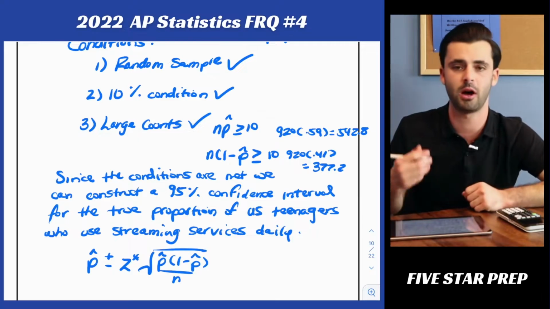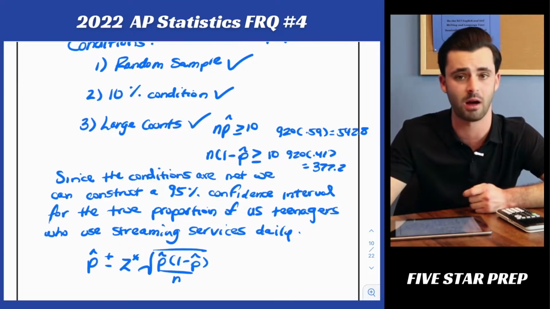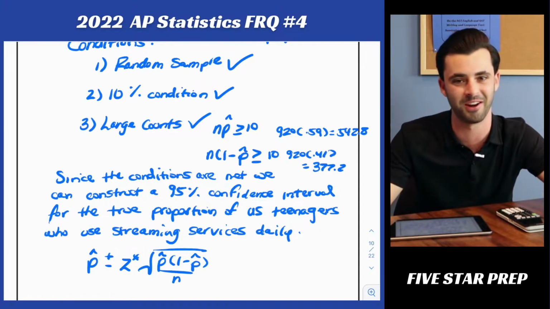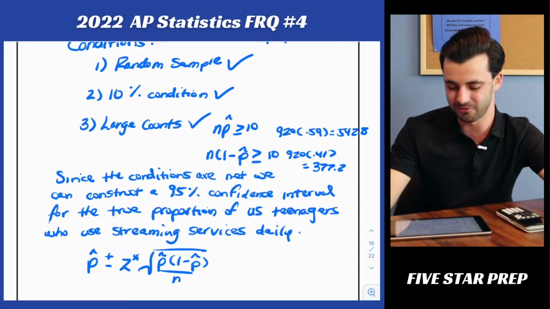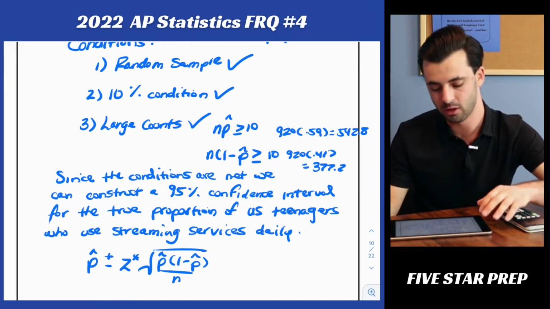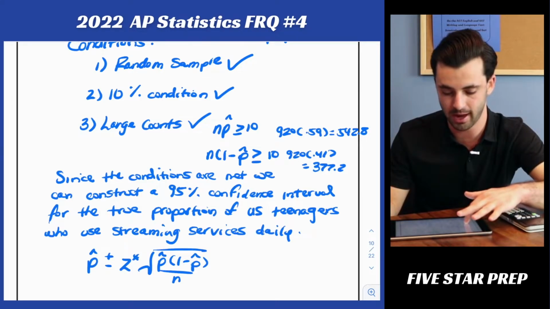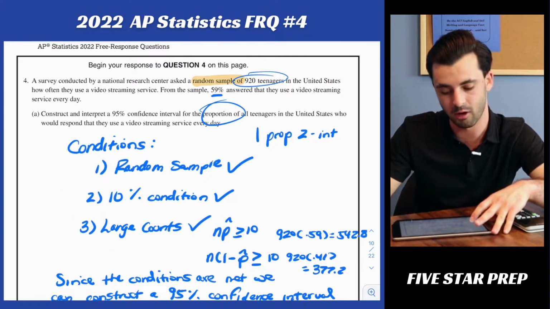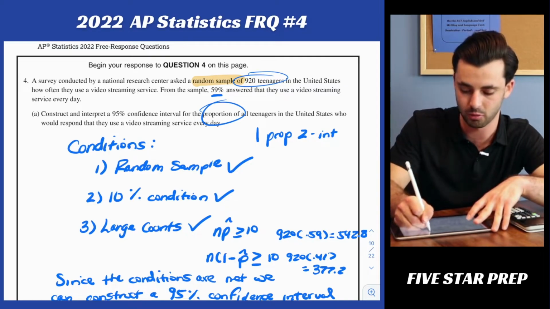Again, just because you can use your calculator to find confidence intervals and hypothesis tests, that's not enough. They need to know what you did. You can't just write your conclusion and carry on with your day. So here, the formula for your confidence interval is what I just wrote down. And now we are given p hat. P hat was 59% or 0.59. And our value of n is going to be 920.